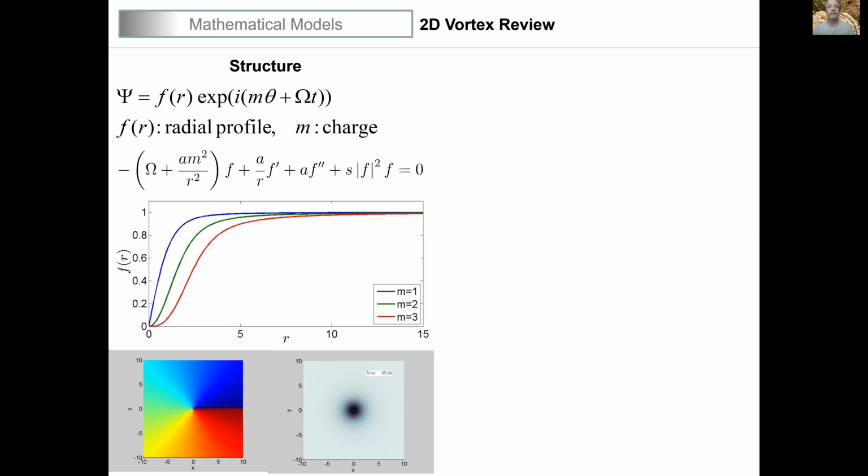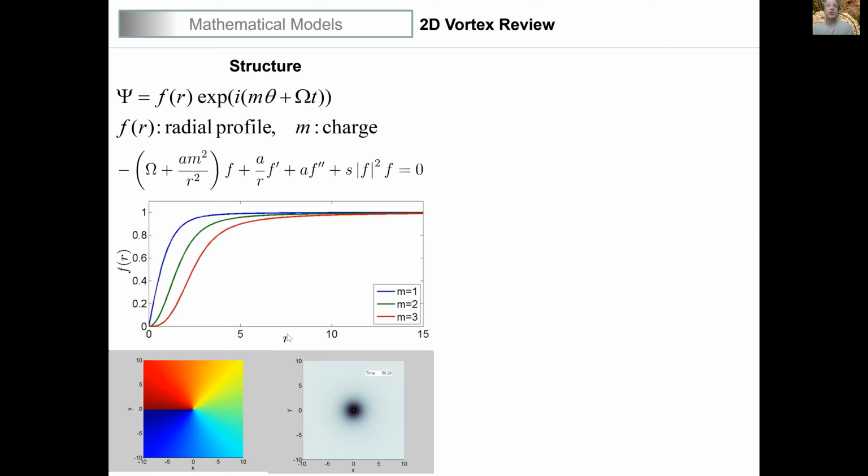On the left, you have the phase, and on the right, you have the density. The density is stationary, a steady state. The phase on the left, you see that it's rotating, and it's rotating because I have this frequency omega that is actually making this thing rotate.